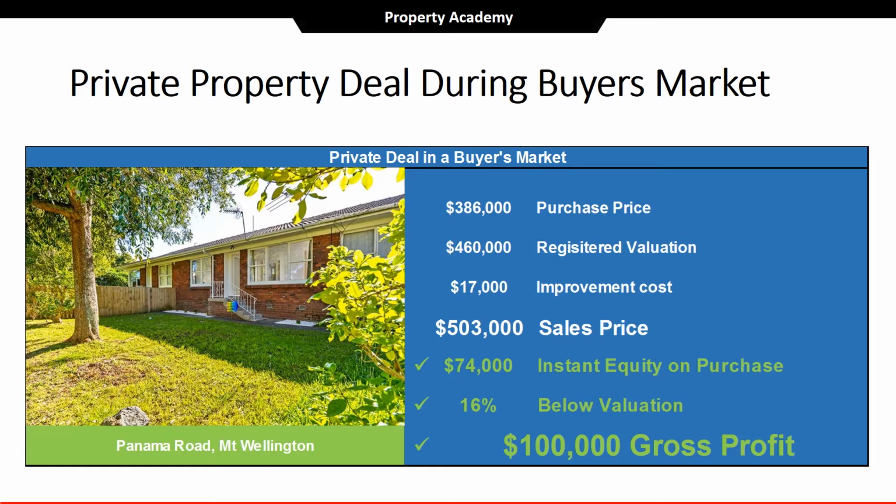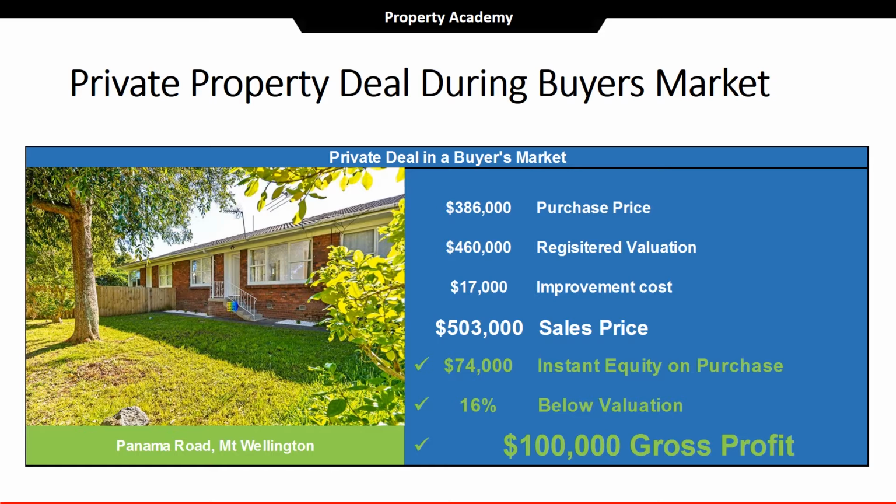So again, just to reiterate, a buyer's market is when it's more beneficial for the buyer and less for the vendor, meaning that the vendor doesn't have as many options for buyers because there's only a limited amount of buyers available that have finance and are willing to buy the property.